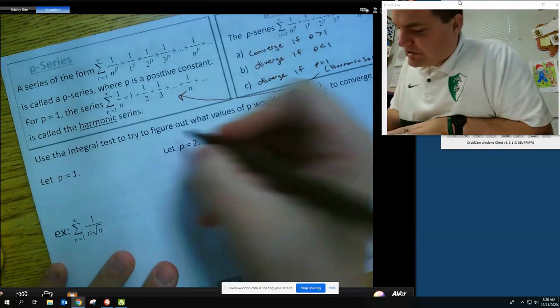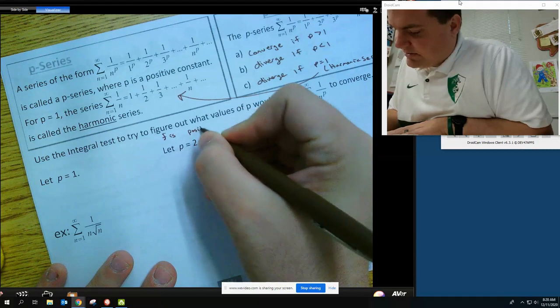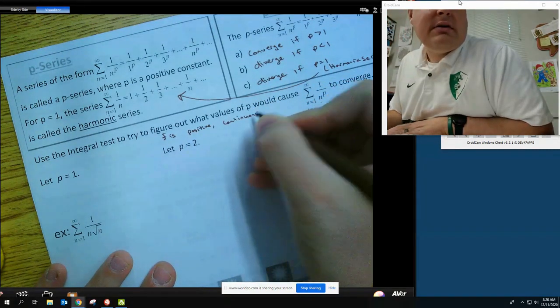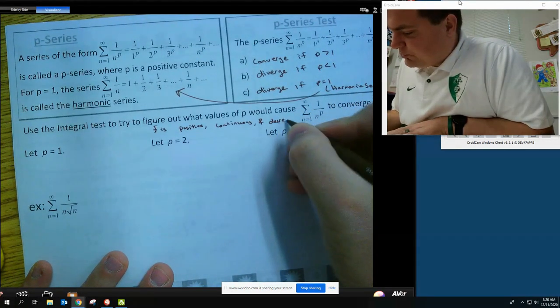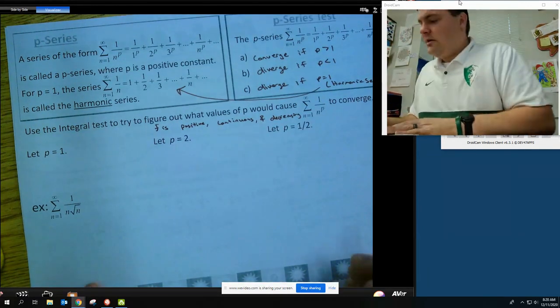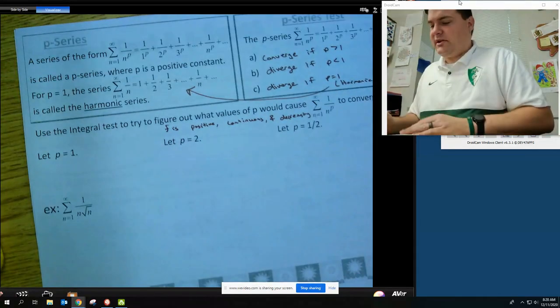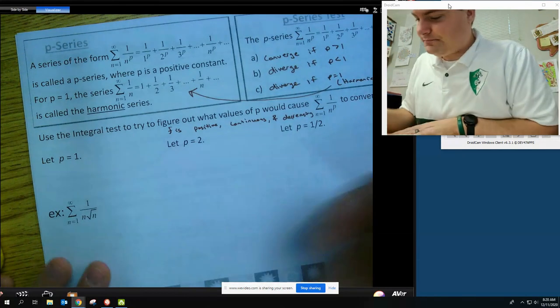And for all of these situations, f is going to be positive, continuous, and decreasing. So I'm not going to write that out for each one, but I'm going to do a quick little integral test just to prove this. So when p is 1, when p is 2, and when p is 1/2. That's all I'm doing right now, I'm just proving the p-series.